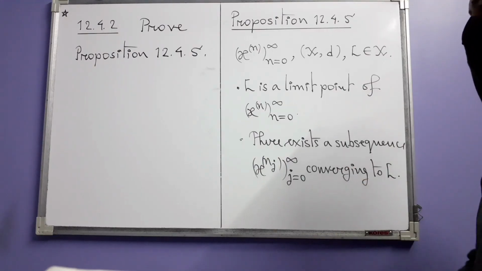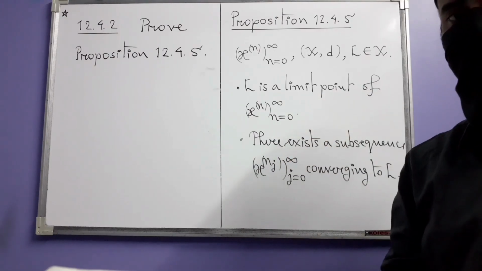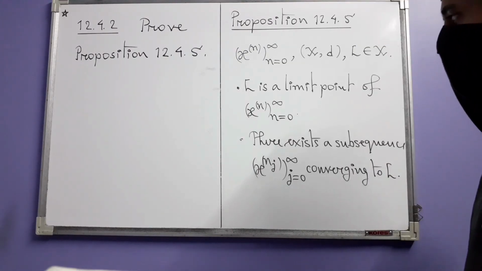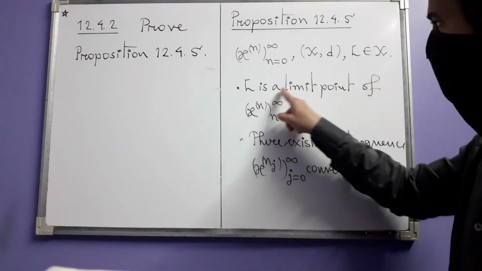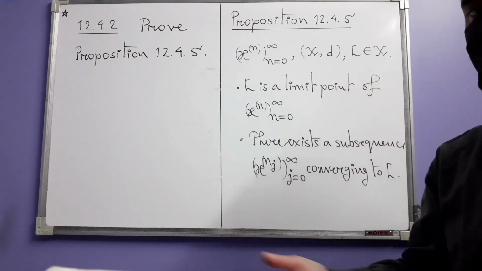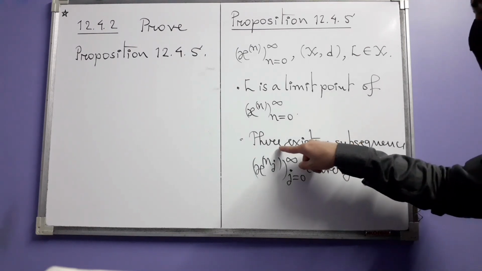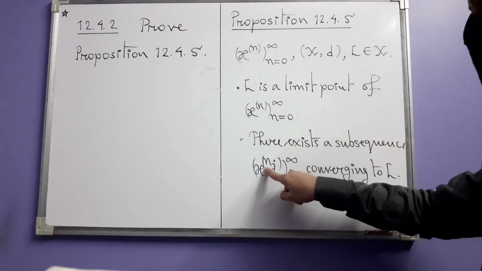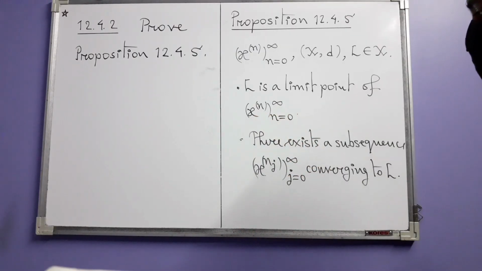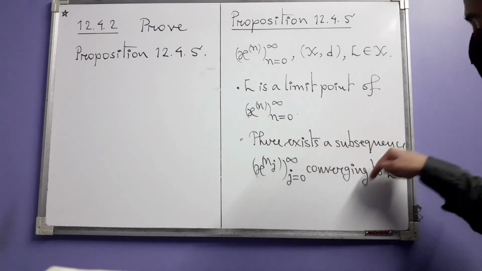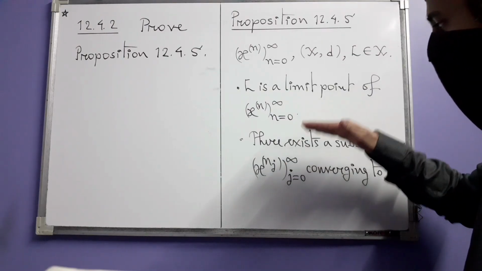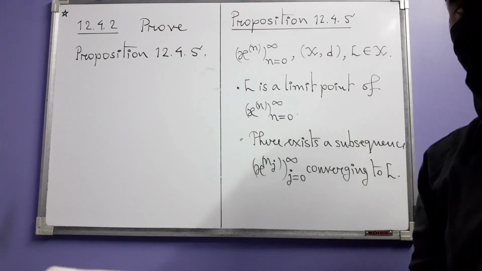So then what was the claim? The claim is that these two sentences are logically equivalent. If any one of them is true, then so is the other. What are these sentences? This point L is a limit point of this sequence. That is one statement. Statement means sentence. And this is the second one: there exists a subsequence x_{n_j} of the original sequence, where j, say, starts from 0 and goes to infinity, which converges to that point L. If this is true, then this is true. And if this is true, then this is true. That is the claim, which now we will prove.